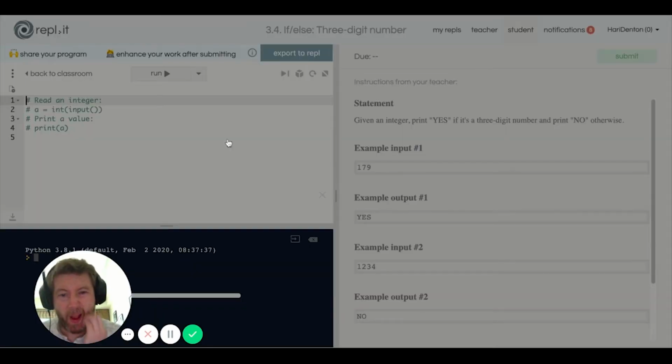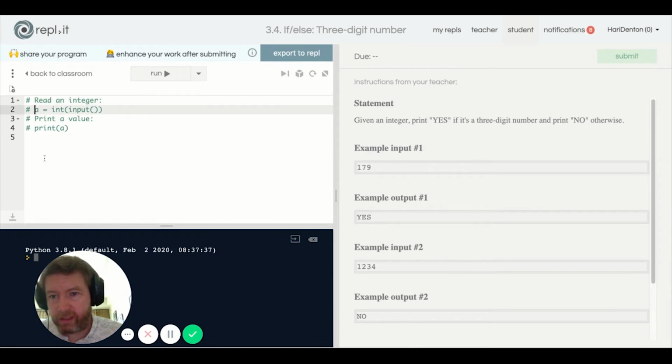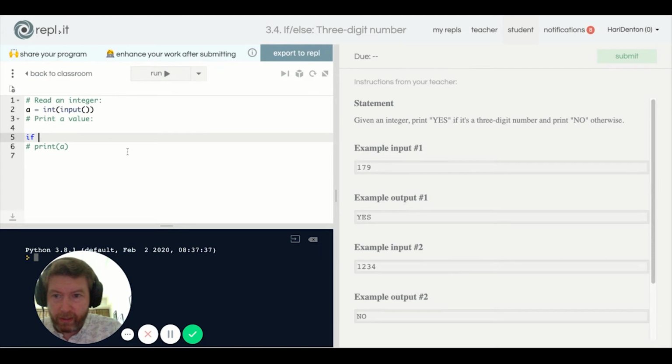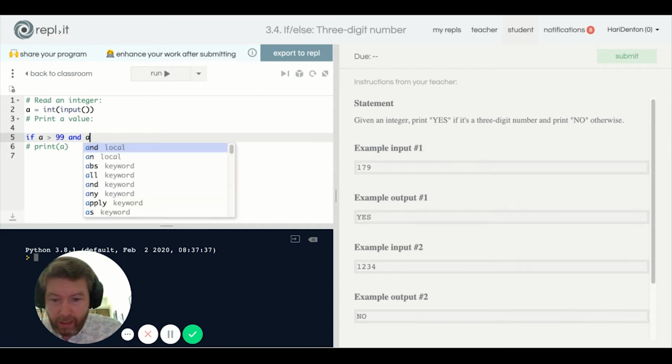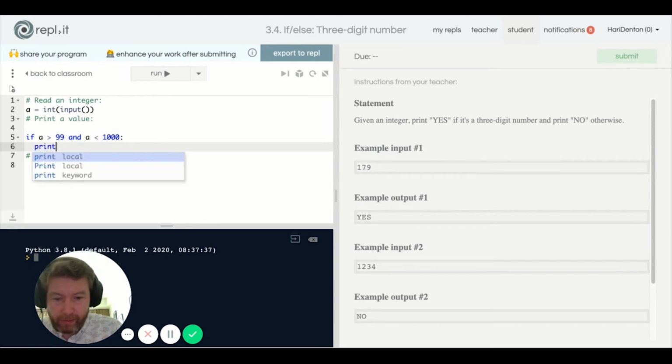Given an integer, print yes if it's a 3-digit number and no otherwise. Okay. Well, how do we know if it's a 3-digit number? Well, a number greater than 99 has 3 digits, right? So if, oh, okay, but it's got to be less than 1,000. So if A is greater than 99 and A is less than 1,000, then we print yes. Okay, I almost messed that up. Else print no.